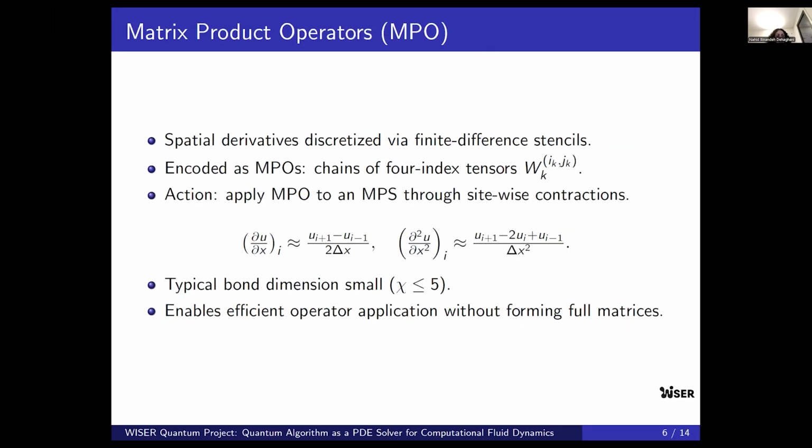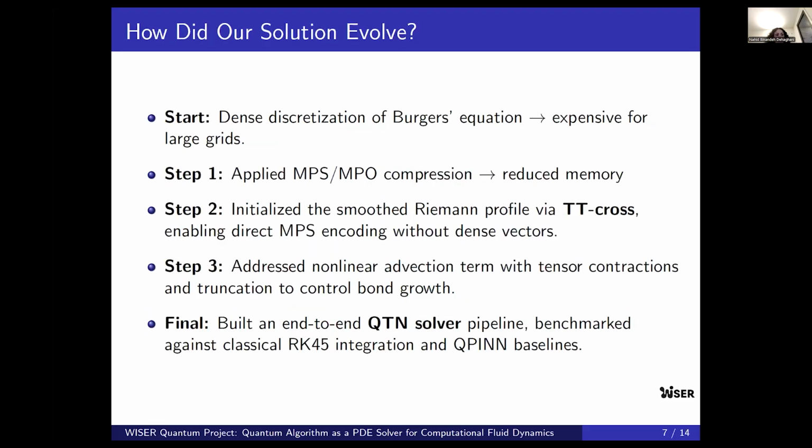Yeah, the spatial derivatives are discretized with finite difference stencils and encoded as matrix product operators. These operators act efficiently on the matrix product state through local contractions, and the bond dimensions stay small, so we can apply operators without forming larger dense matrices. We started with the dense discretization, which quickly became expensive. In the following steps, we try to address this.